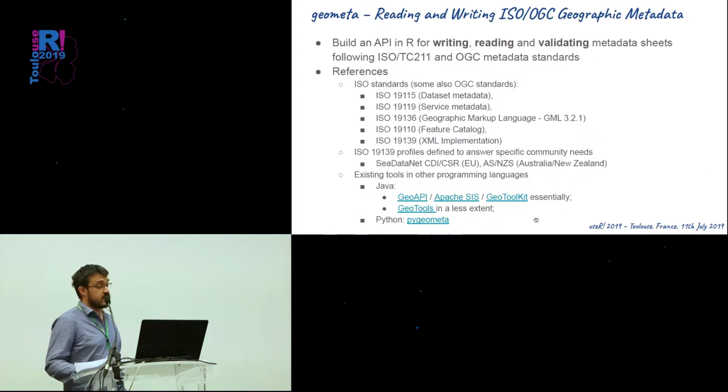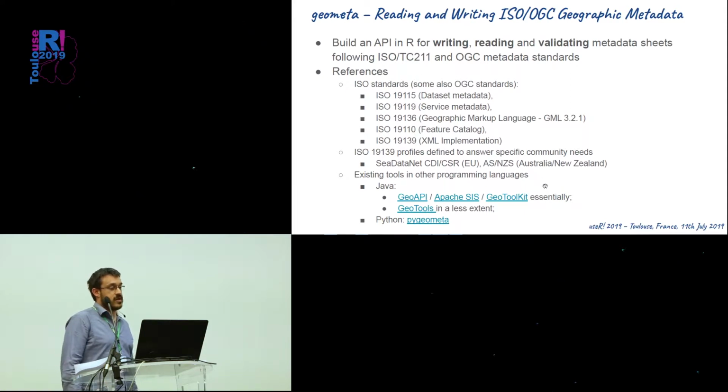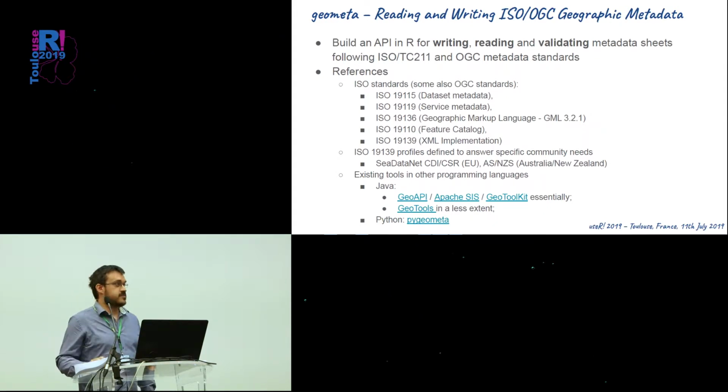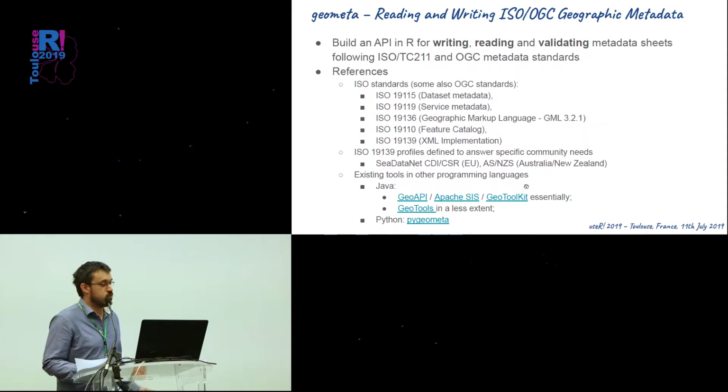So basically, geometa is an API on top of ISO and OGC metadata schemas. Here it's fully standard. The problem is that since they are standards that are very exhaustive, the package is very exhaustive, and if you don't know how to deal with this kind of standard, it can be hard at the beginning.